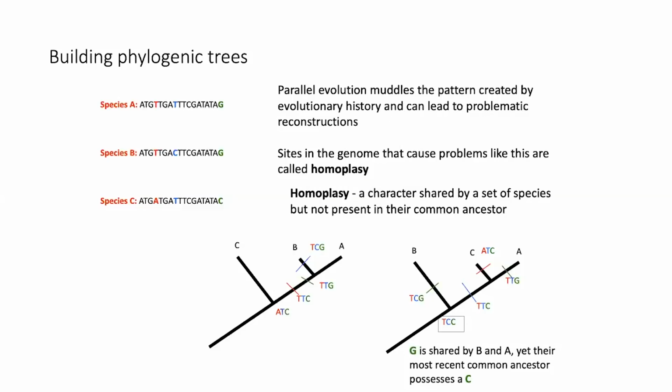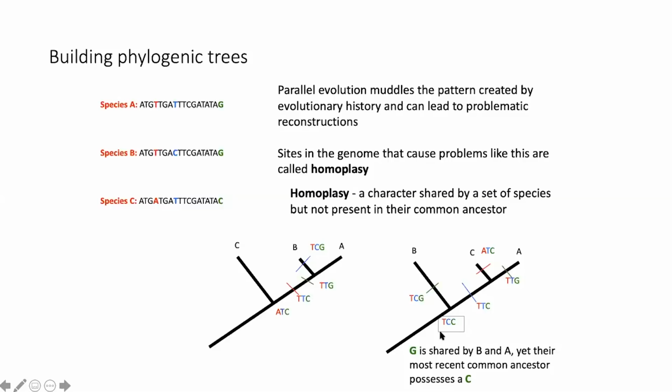There's a term for when you have parallel evolution in phylogenies: when you have a single base changing multiple different times within the phylogeny, and that is called homoplasy. So homoplasy is a character shared by a set of species, but not present in their common ancestor. So homoplasy relates to this concept of paraphyly, right?